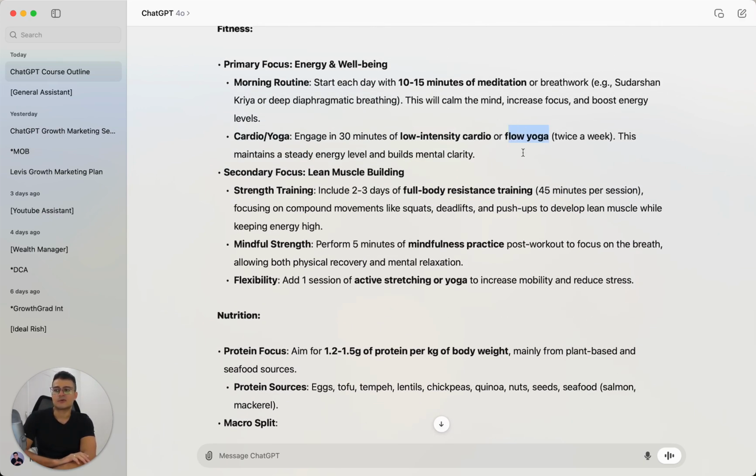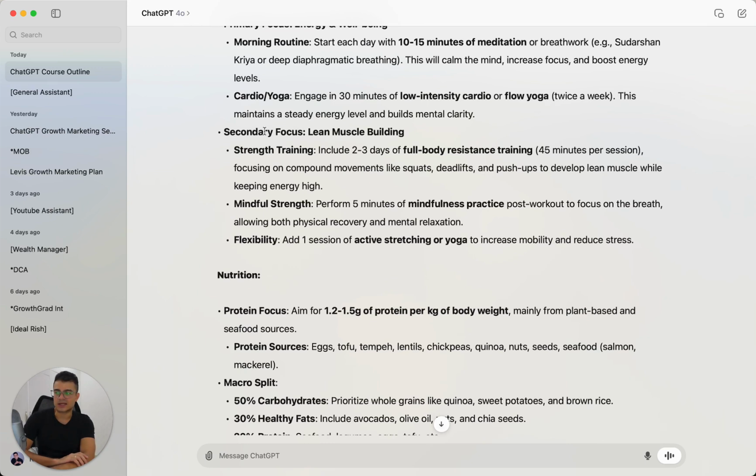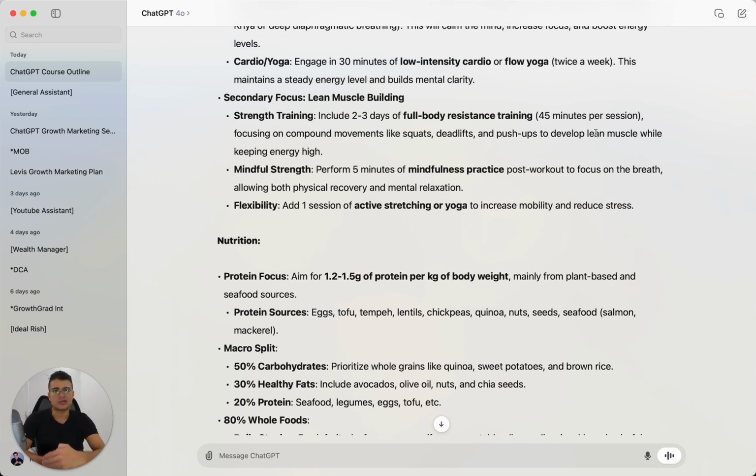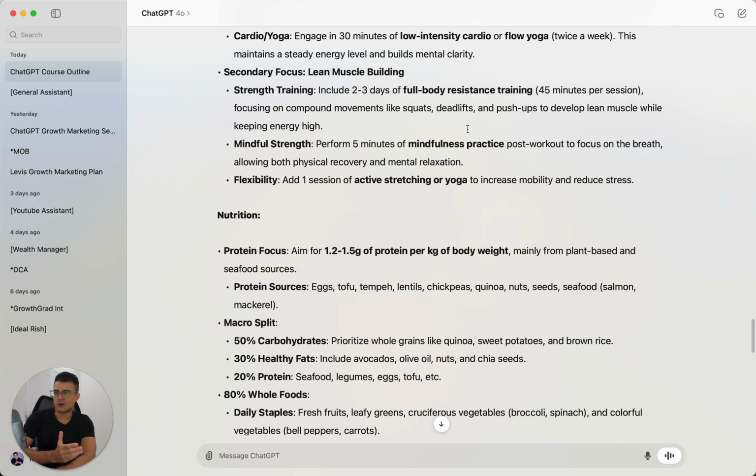It's also mentioning flow yoga twice a week because it's focusing on my mental clarity rather than just increasing the size of muscles, which I haven't given as the main goal. So that's the secondary focus, which is to include strength training so that I can maintain the physique. And it's included 2 to 3 days of full body resistance training. Now, again, it knows that I don't want to build a lot of muscle. At the same time, I just want to stay active. And that's why it's just limited to 2 to 3. Of course, you could get better results with 3 to 4. Maybe some diminishing returns beyond 5, but 45 minutes, it's not even an hour-long session.